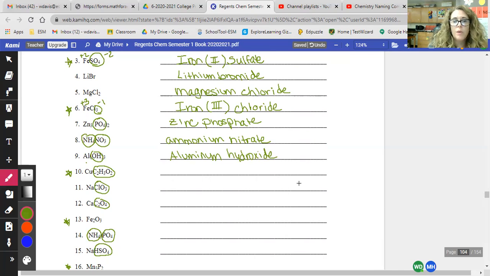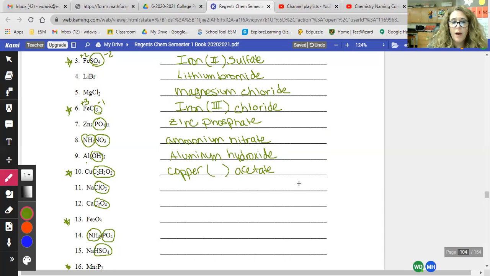So now I know I need a Roman numeral, and I know I need to use table E. So I have copper. And I know I need a Roman numeral, so I'll leave a little space for it. And I'm going to copy down the name that appears on table E for C2H3O2, and that is acetate.